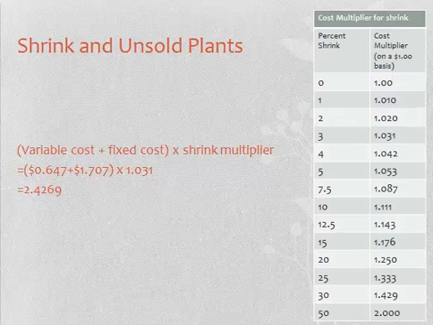If we took our variable cost from before of 64.7 cents and add that to our fixed cost of $1.70, then we multiply that by our shrink multiplier of 1.031, then we would get a value of $2.4269, which would mean that we need to charge about $2.43 for a 4-inch poinsettia. These shrink multipliers can be found on page 8 of your book.